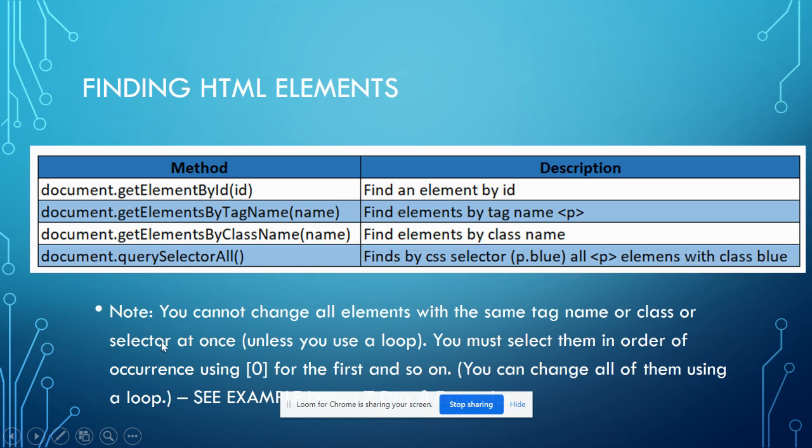I apologize. Note, you cannot change all the elements of the same tag name or class selector at once, unless you use a loop. Otherwise, you must select them in order of occurrence, where 0 is the first, and so on. You can change all of them using a loop. You just have to use a loop to do it. You can't just not include any numbers in here and have it do all of them. It doesn't work like that.